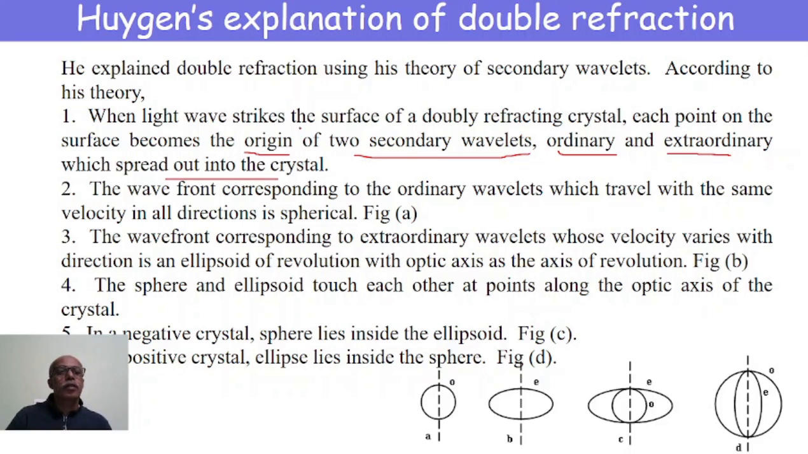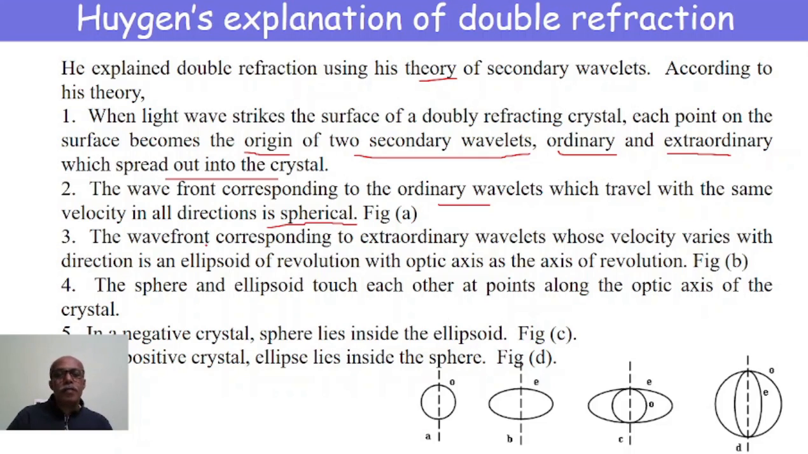This is the first postulate of Huygens. Now, the second point is that the wavefront corresponding to ordinary wavelets travels with the same velocity in all directions, and therefore the wavefront corresponding to it is spherical. Since ordinary wavelets travel with the same speed in all directions inside the crystal, the wavefront corresponding to the ordinary wavelet is spherical, as shown in figure A.